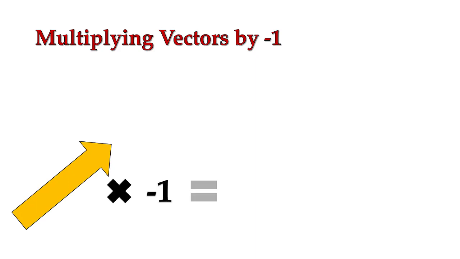Let's say we want to multiply a vector by a negative scalar. In this case, we're going to multiply it by a -1. We're going to take that vector. When we multiply it by -1, we take the vector and we simply orient it in the opposite direction.